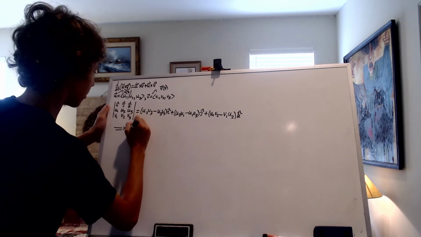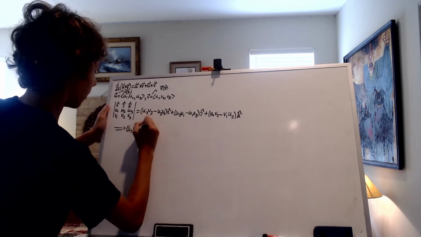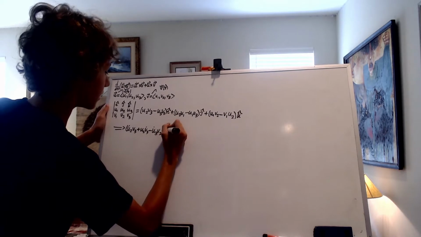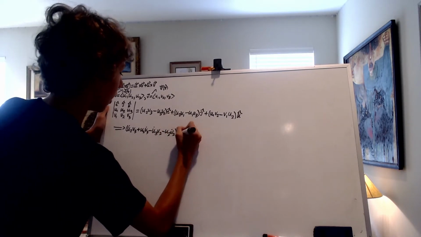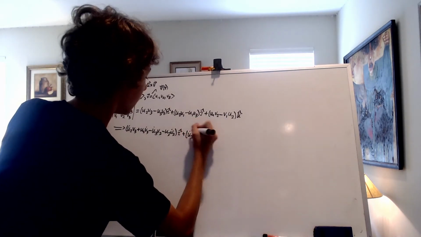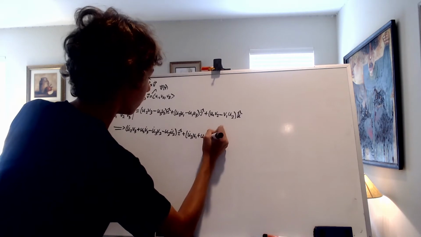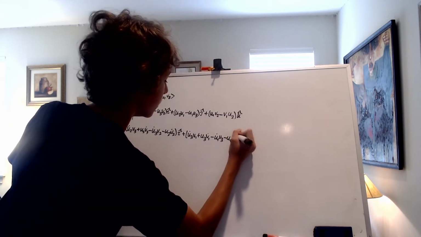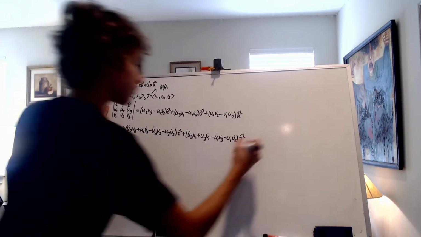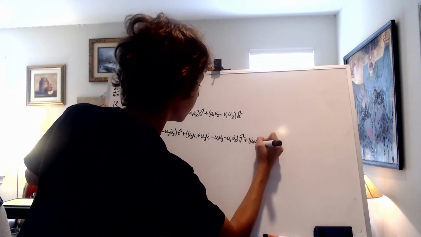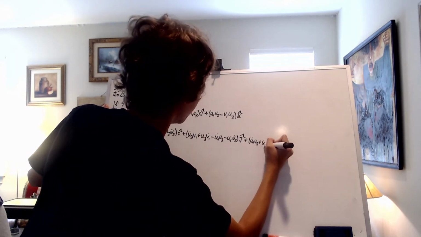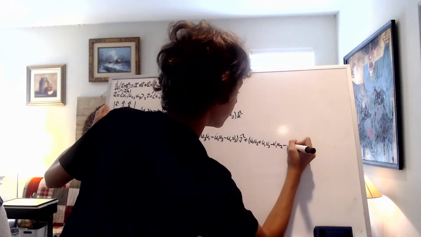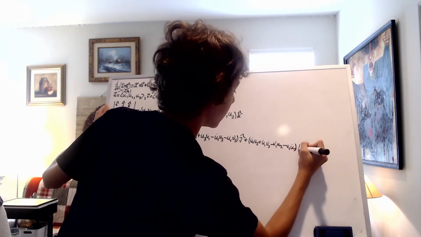So what we have is u2 dot v3 plus u2 v3 dot minus u3 dot v2 minus u3 v2 dot i hat plus u3 dot v1 plus u3 v1 dot minus u1 dot v3 minus u1 v3 dot j hat plus u1 dot v2 plus u1 v2 dot minus v1 dot u2 minus v1 u2 dot k hat.